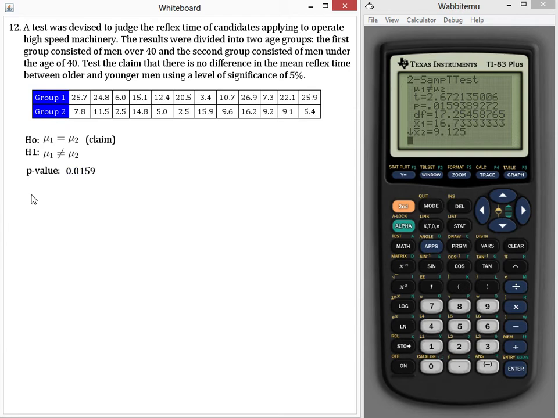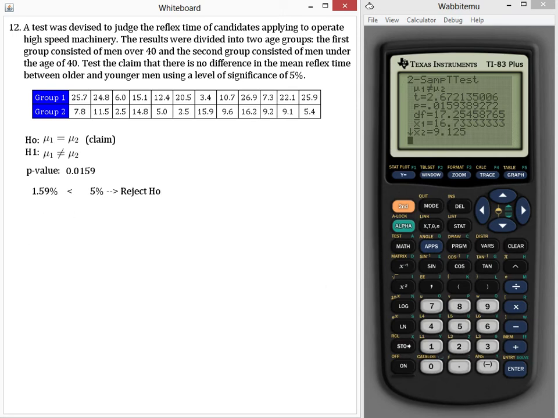And I'm just going to compare that value, so 1.59%, to my alpha level, which is 5%. So this is smaller, which means, by the rule, if p is low, the null must go, then I must reject the null hypothesis.